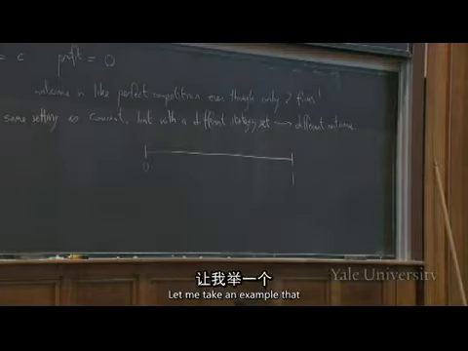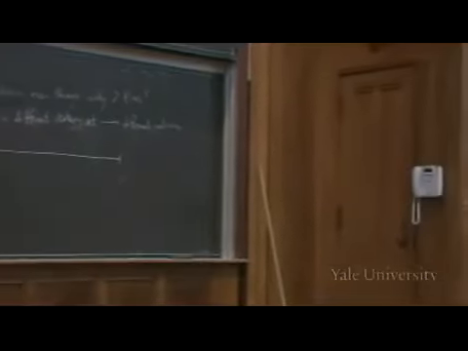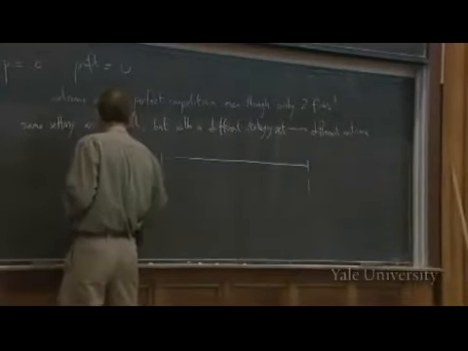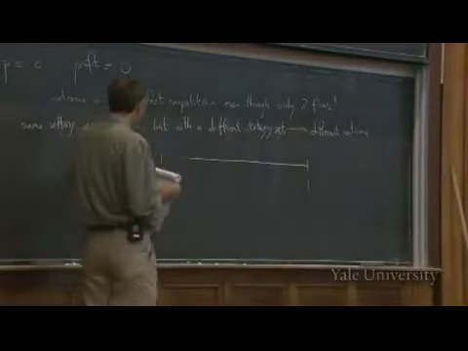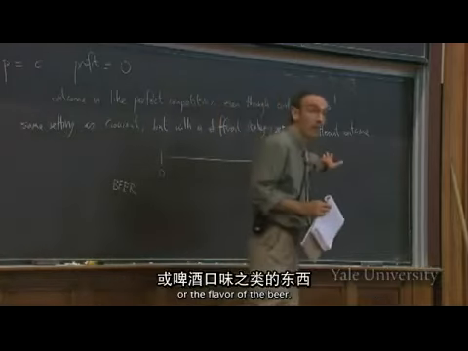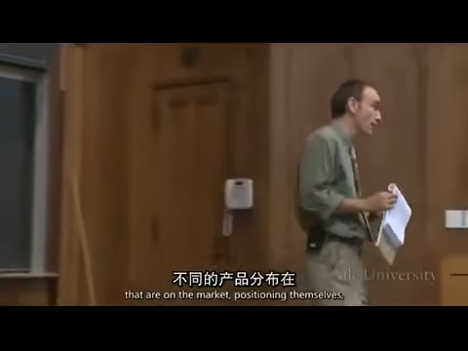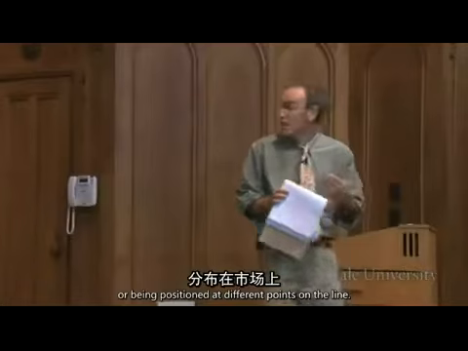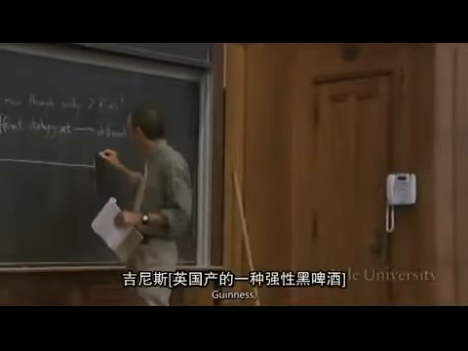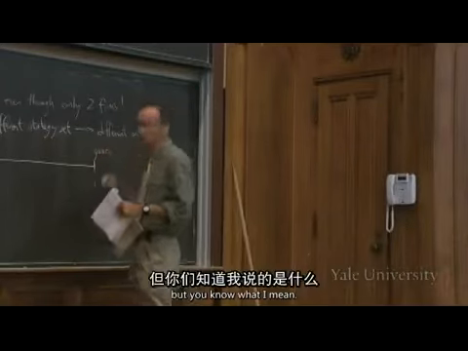Let me take an example that I understand better than I understand Coke and Pepsi. So imagine we're talking about beer. Think about beer. So this is the beer market. This distance here could be something like the alcohol content or the flavor of the beer. And you can imagine different products on the market being positioned at different points on the line. So, for example, up here, if we're talking about beer flavor, this might be Guinness, which I can't even spell, but you know what I mean.